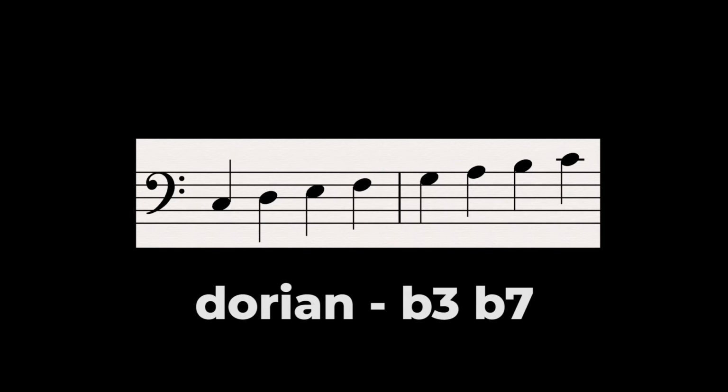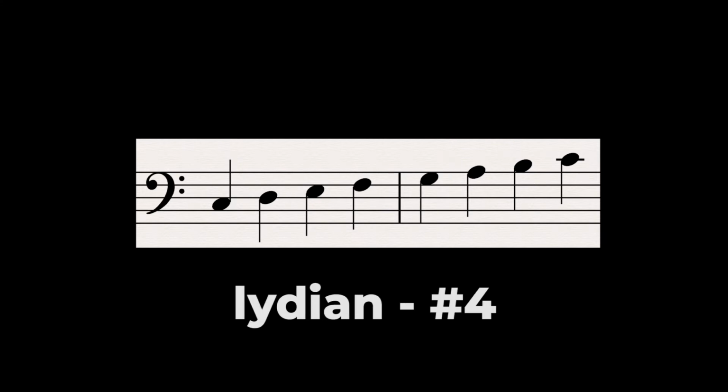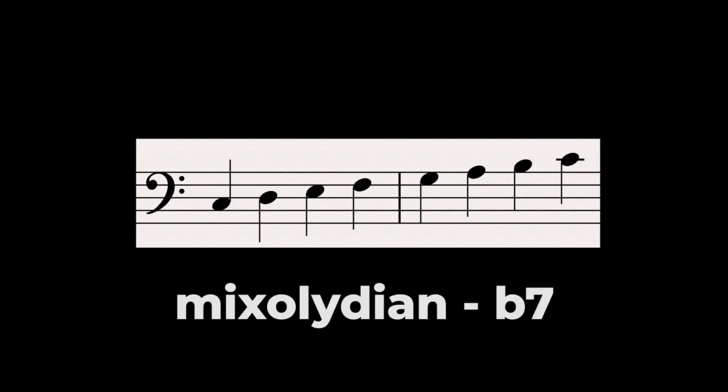For Dorian, we're going to take the major scale and we're going to lower the third and lower the seventh. Alternatively, you could view it as a natural minor scale with a raised 6 instead. For Phrygian, we're going to take the major scale and we're going to lower the second, third, sixth, and seventh scale degrees. Alternatively, you could look at it as a natural minor scale with a lowered second. For Lydian, we're going to take a major scale and raise the 4. For Mixolydian, take your major scale and lower the 7th.